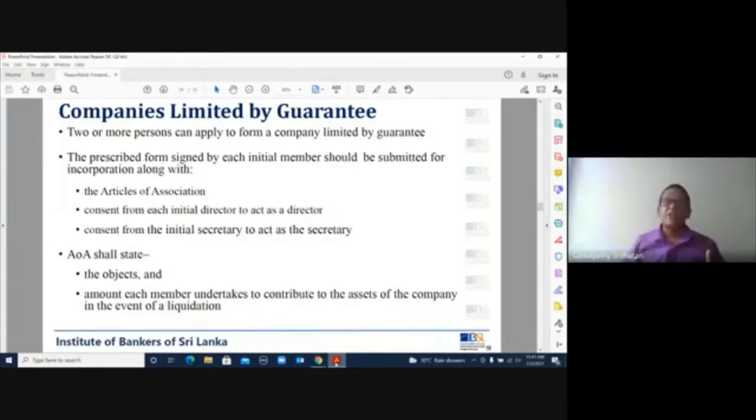I have already explained to you that there is no issuance of shares in a company limited by guarantee, but every member has a guaranteed amount they have to contribute to the company in the event of liquidation. So the articles of association have to mention particularly the amount each member undertakes to contribute to the assets of the company in the event of liquidation. For example, a company may say that at the time of liquidation, if necessary, each member has to contribute 100,000 to the company. If so, the articles of association have to mention that amount.